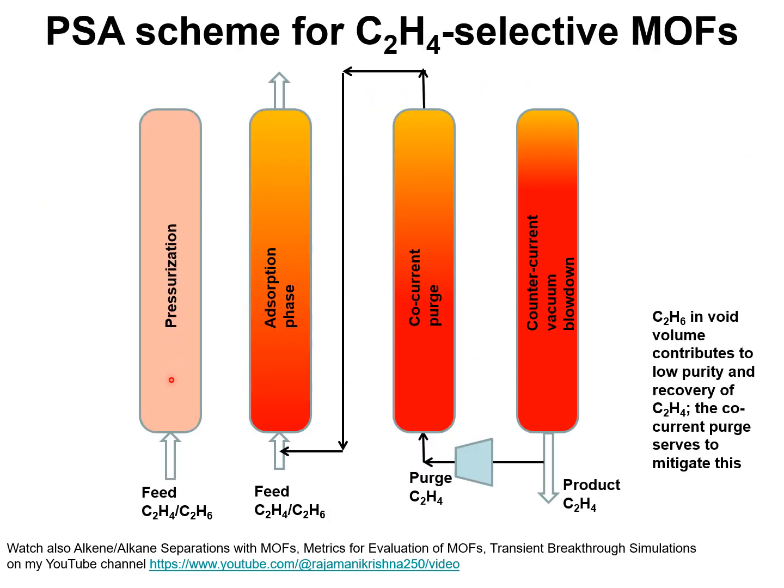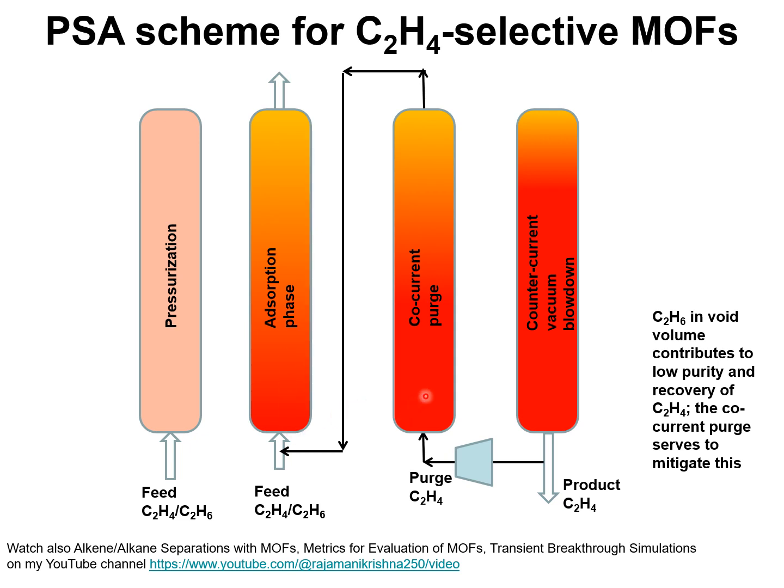Here is a schematic of a four-step PSA scheme for producing purified ethene using an ethene selective MOF. The four steps consist of a pressurization step, followed by an adsorption cycle in which the products leaving at the top of the fixed bed adsorber consist of purified ethane.